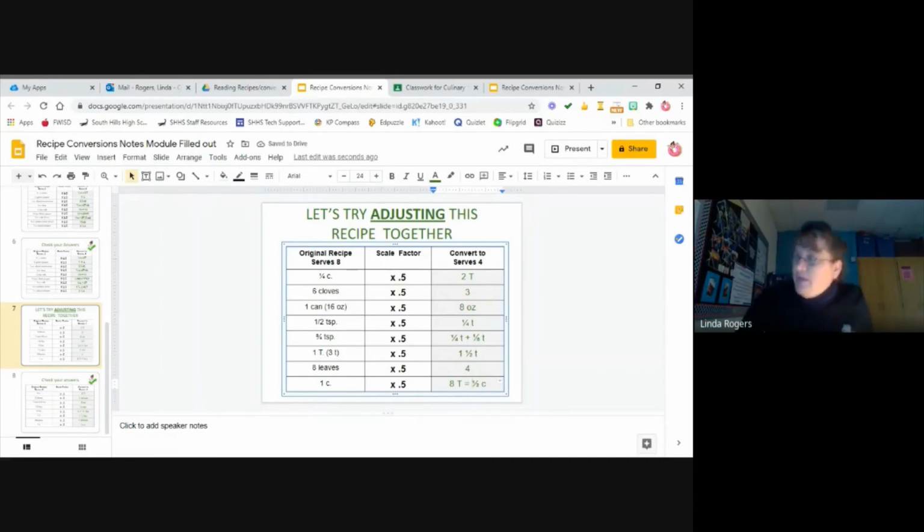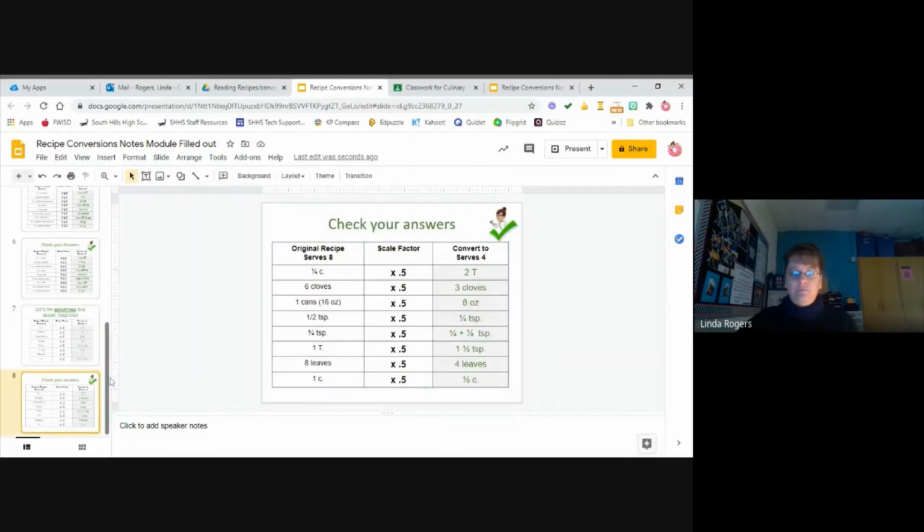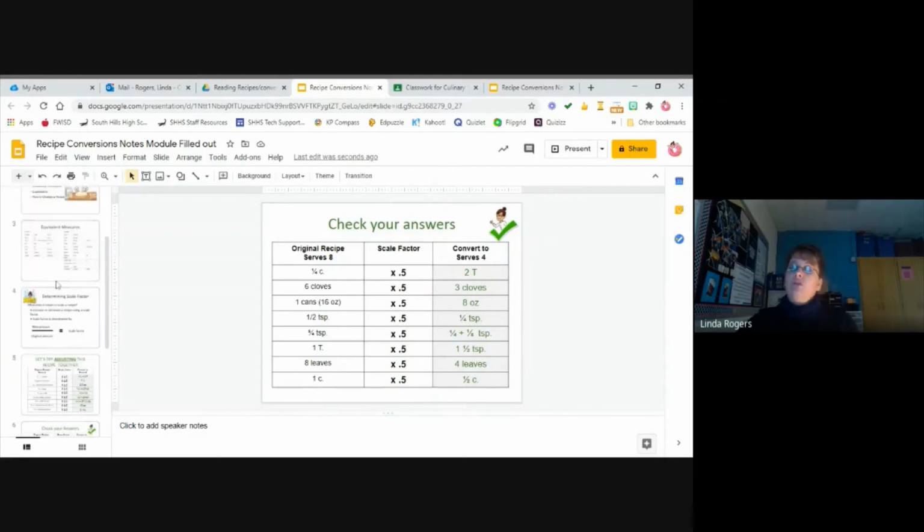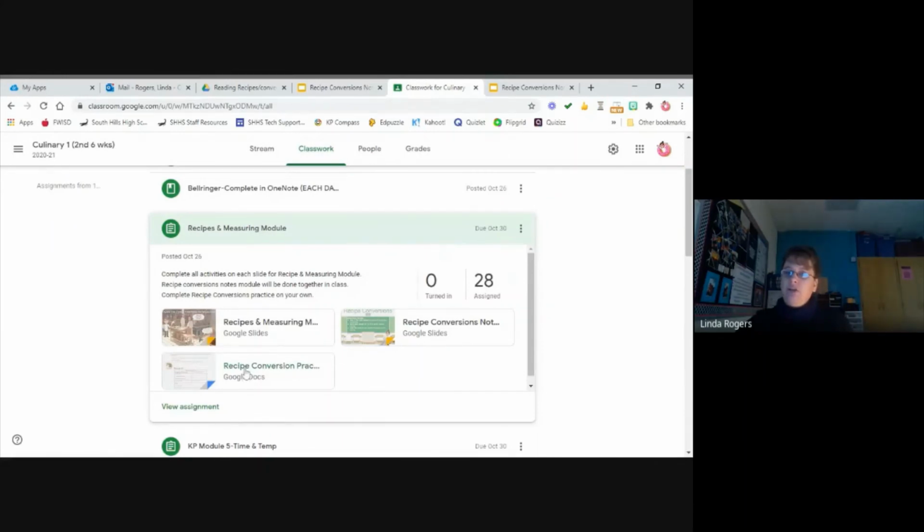So, Denaria, that would be correct. 8 tablespoons is correct. However, you want to try to measure as little as possible. It would be better to do 1/2 cup than 8 tablespoons for accuracy purposes. And actually weighing stuff is going to be even more accurate. But anyway, all right. So check your answers. All those should be correct. So these are your notes to be able to do your assignment, this recipe conversion practice.